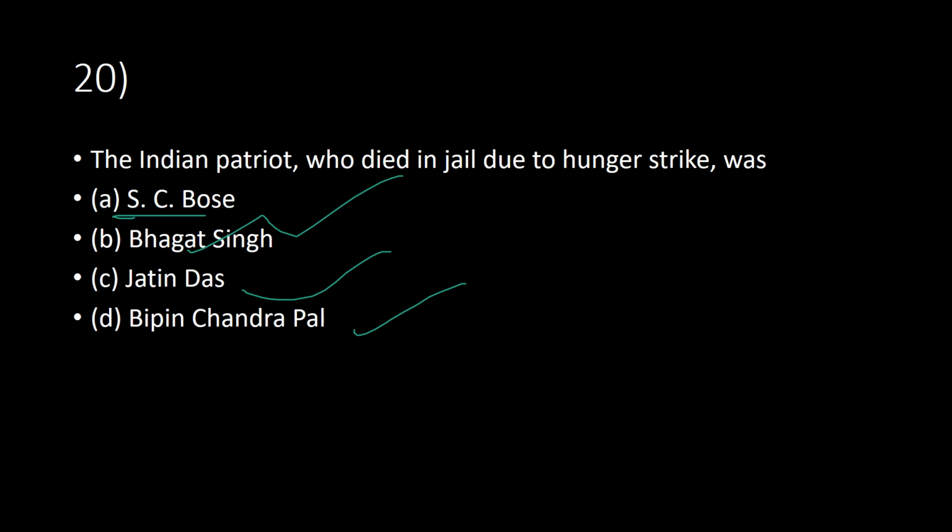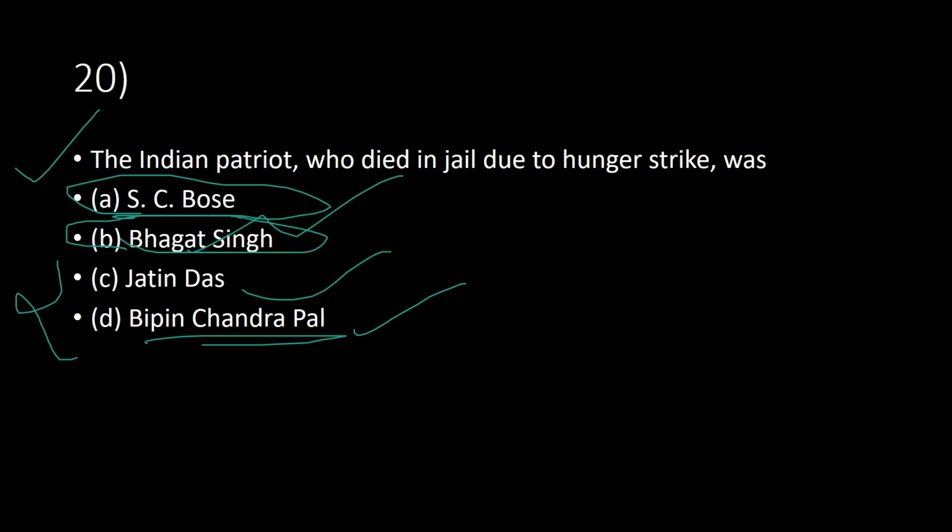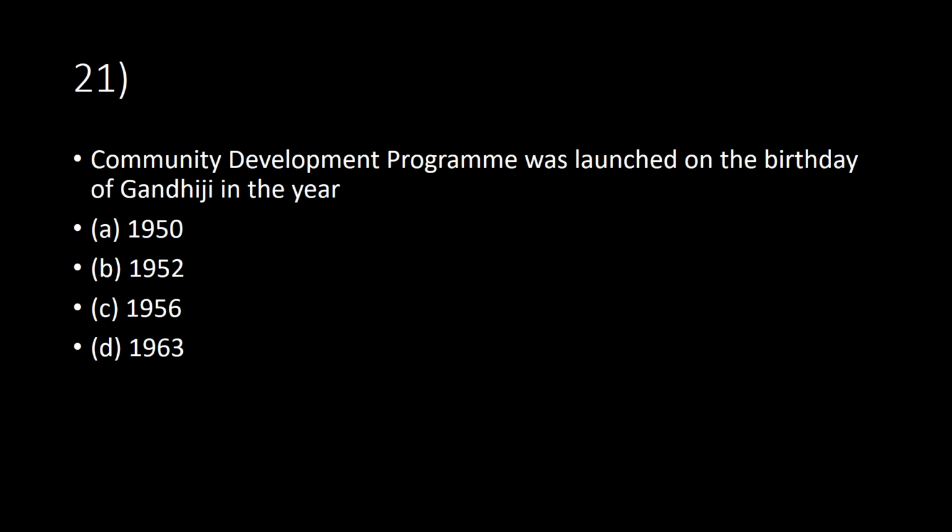So definitely it's not going to be Subhash Chandra Bose, who's a great leader of the Indian National Army, and Bhagat Singh, you know how he died. The confusion should be between Jatin Das and Bipin Chandra Pal. So you have a 50% chance again to clear this question. So the answer here is hunger strike, jail. Just remember jail, Jatin. That is JJ. Okay, Jatin Das was the one who died in jail due to hunger strike.